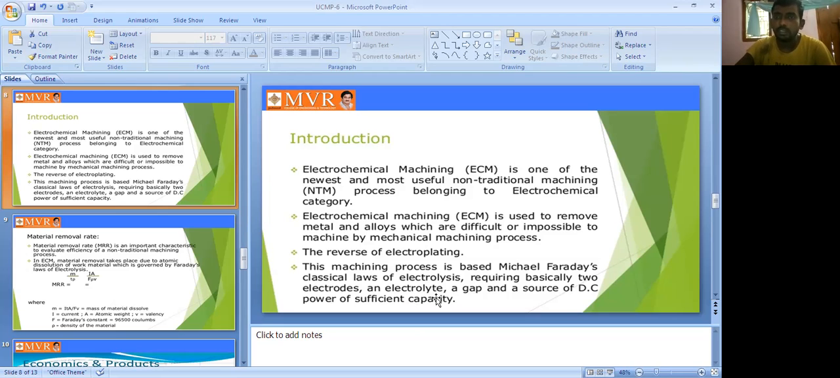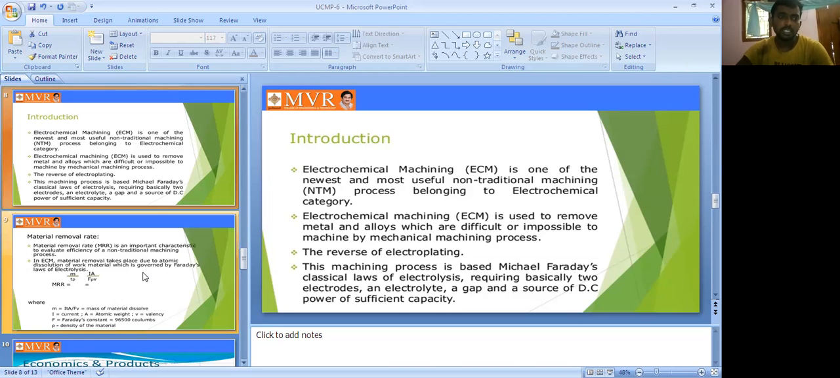So in the ECM process, the machine should use a DC power supply, and we use an electrolyte and electrodes. ECM is mostly used for alloy materials, some difficult parts, and complex shape parts we can manufacture here. It is one of the newest non-traditional machining operations.